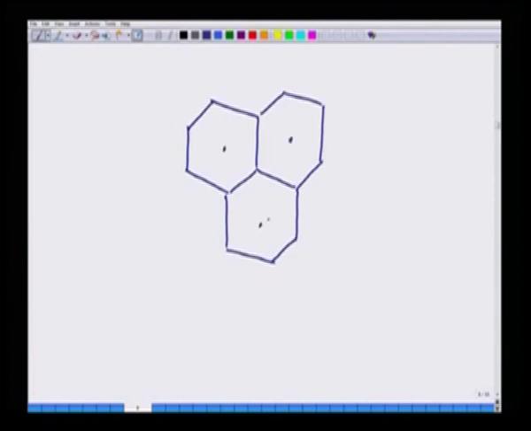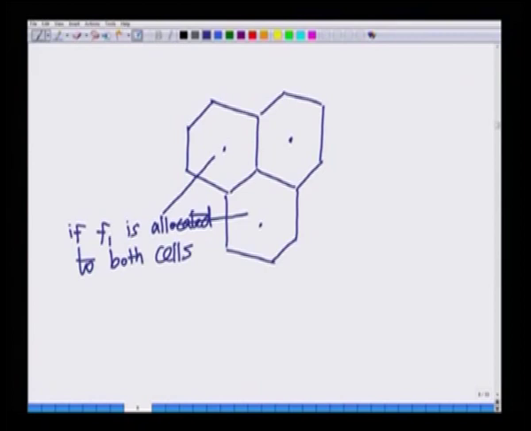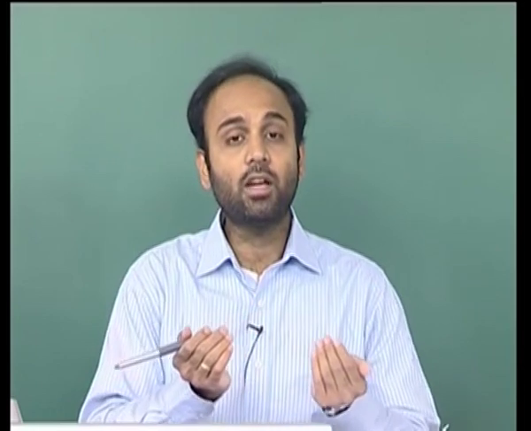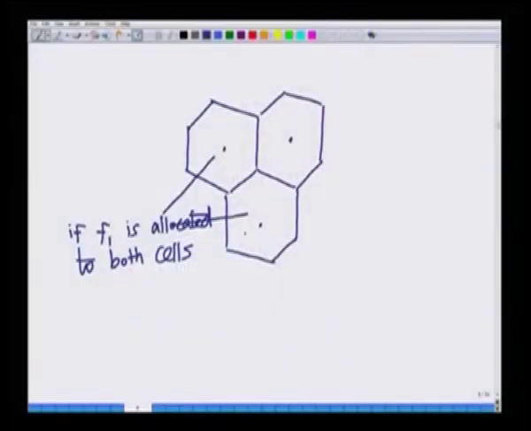That is, I have cell 1, cell 2, cell 3. Now, if frequency f1 is allocated to both these cells, remember in CDMA there is graceful degradation. Hence, if there is a user on f1 in this cell and on the same frequency in the adjacent cell, his interference is shared equally by all users in the adjacent cell.